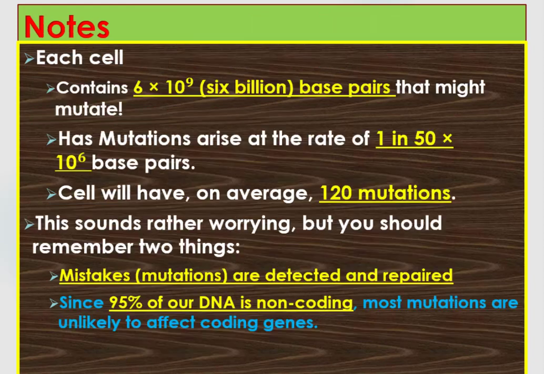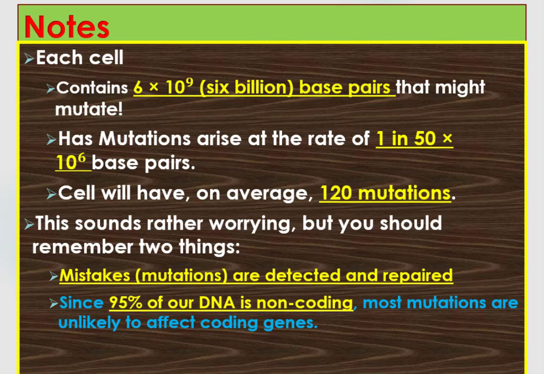nature of DNA. We have to remember that, which is quite surprising when you consider that each cell contains 6 billion base pairs that might mutate. Biologists estimate that mutations arise at the rate of 1 in 50 million base pairs. This means that each new cell will have on average 120 mutations. This doesn't worry us, but we should remember two things.